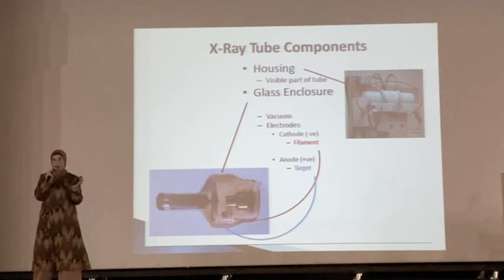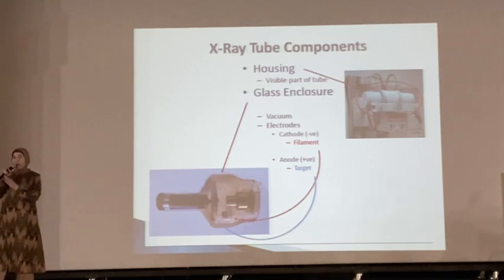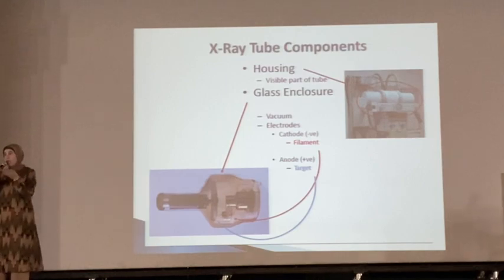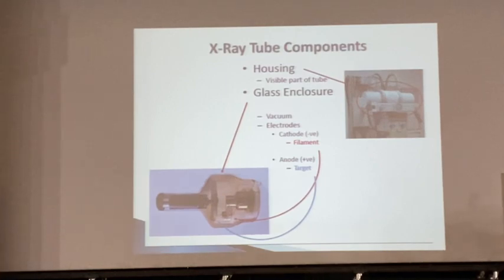These two electrodes should be inside a vacuum. So there is a vacuum surrounded by a glass envelope. Inside this vacuum, we have the cathode and anode.